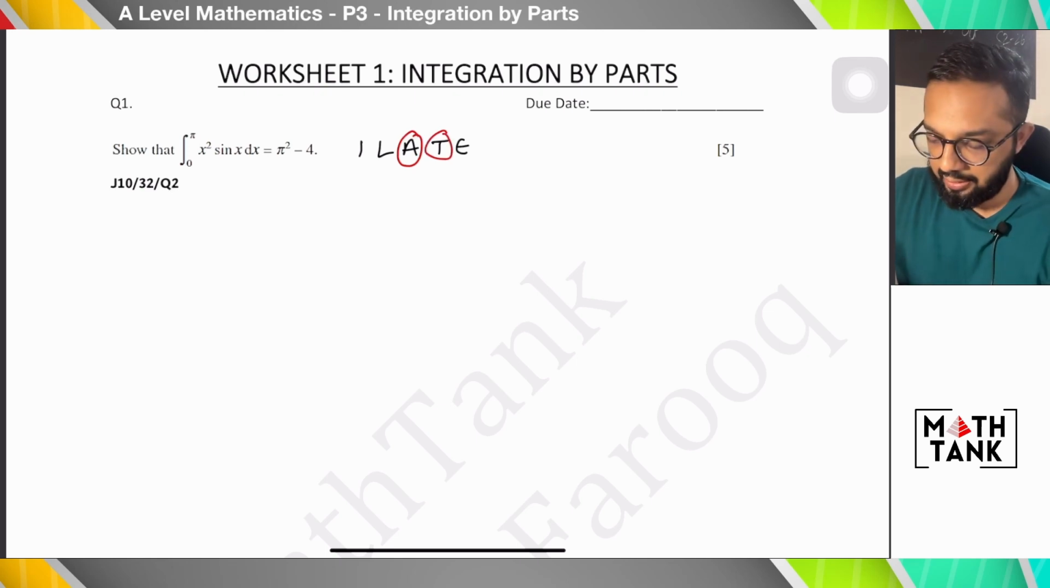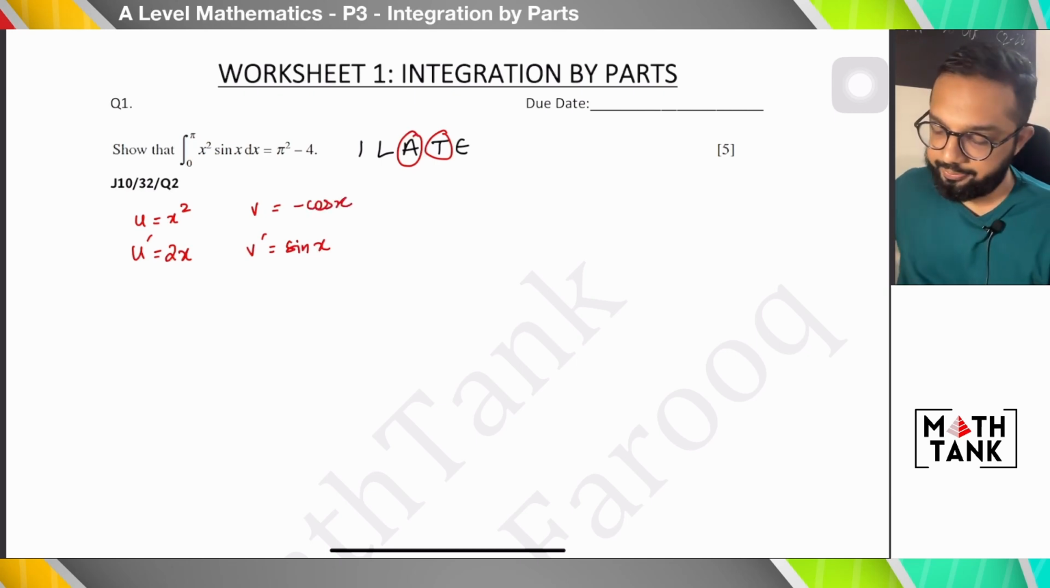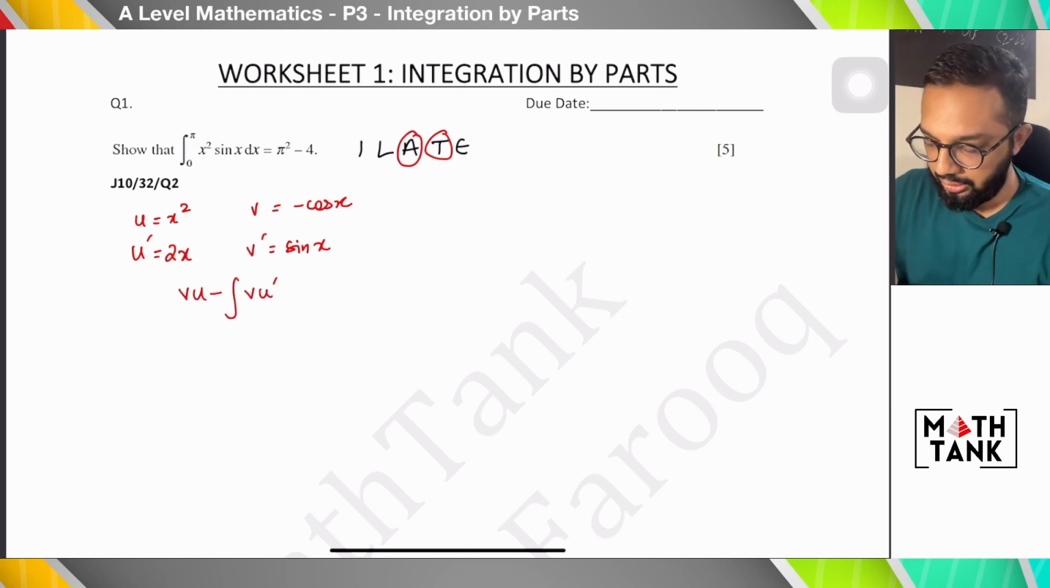The first in this category is called u. The second in this category is called v dash. To go to u dash from u, you simply differentiate, and to go to v, you integrate. The integral of sin x is minus cos x, so that is what you have. Then you write down the formula: vu minus integration of vu dash.